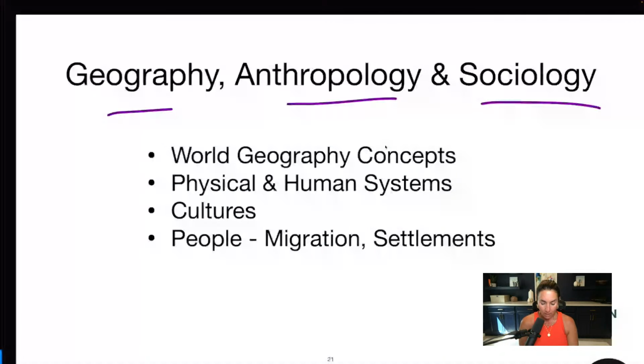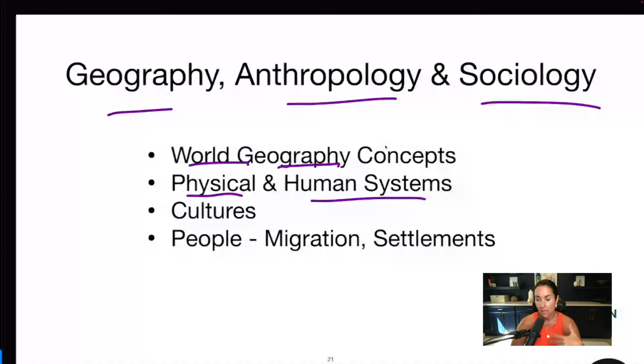Let's have a look at geography, anthropology, and sociology. So we've got world geography and concepts, longitude, latitude, prime meridian, equator, things like that. Physical and human systems. So physical systems are things like the earth doing its thing, seasons and all that. Ties a little bit into science as well. Volcanoes, mountains, mountain ranges, things like that. Ring of fire, for earthquakes and stuff.